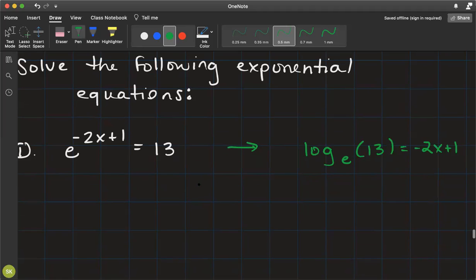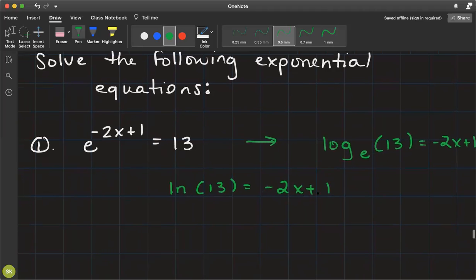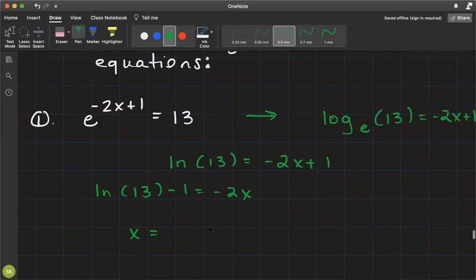Now this log is the same thing as the natural log, ln of 13 is equal to negative 2x plus 1. I'm going to solve for x, so I'm going to move the 1 to the other side. I get ln of 13 minus 1 is negative 2x, and then I'm going to divide everything by negative 2. So I get ln of 13 minus 1 over negative 2, and that's going to be my answer.